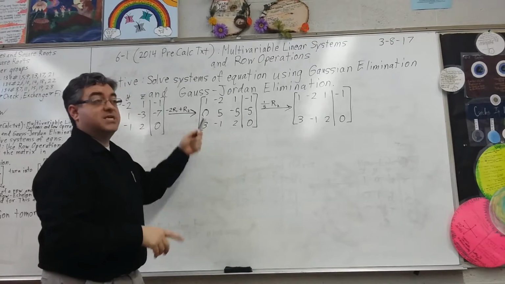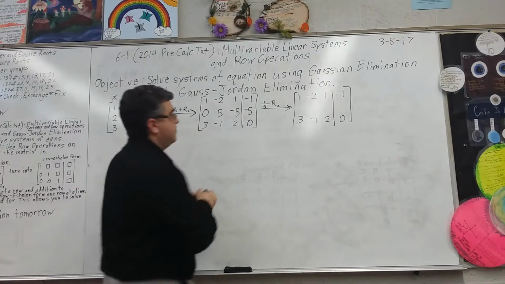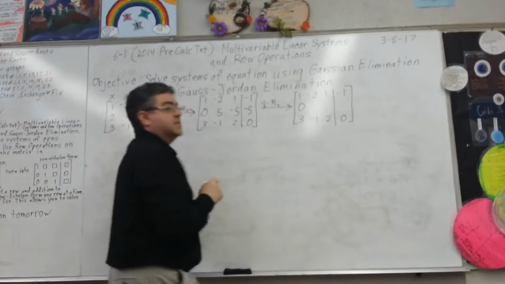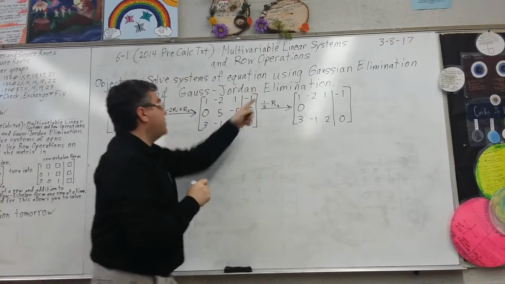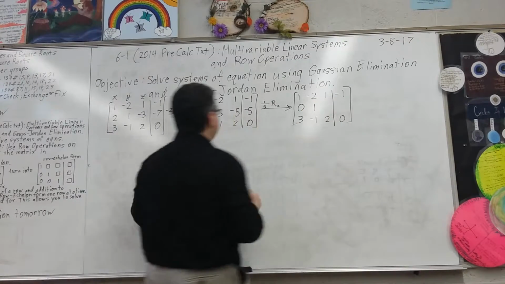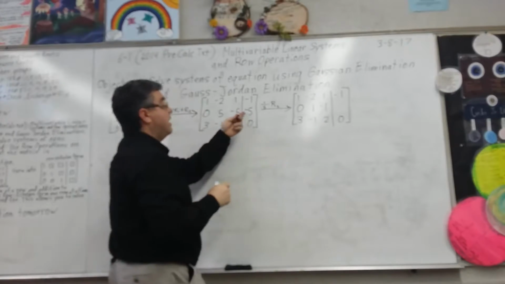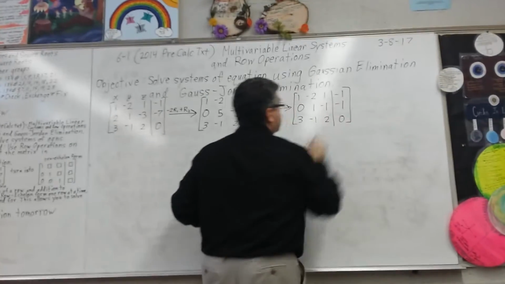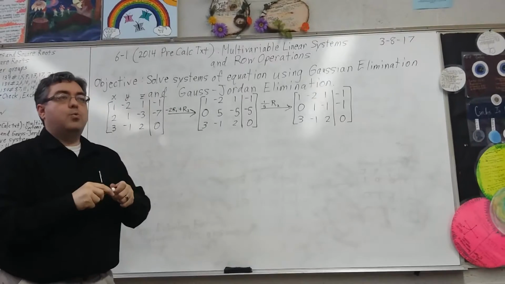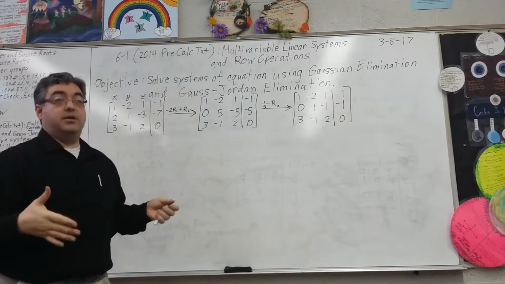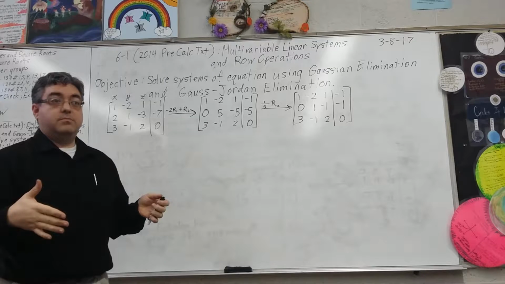1/5 times 0 is 0. That's why we multiplied, by the way. So that stays a 0. And then 5 times 1/5 is 1. -5 times 1/5 is -1. -5 times 1/5 is -1. Row 2 is done. Right?